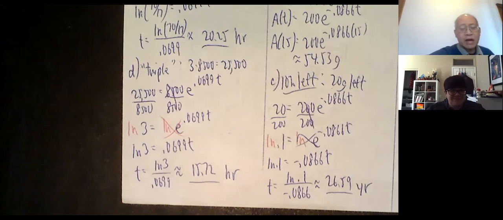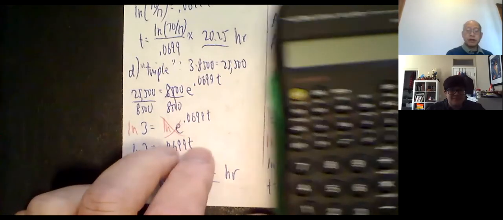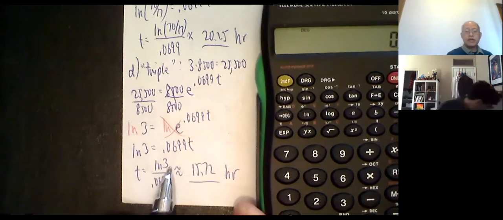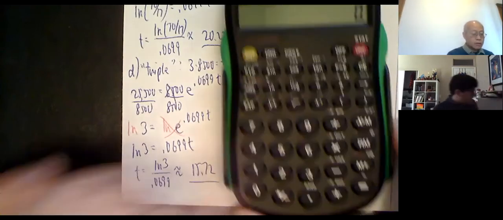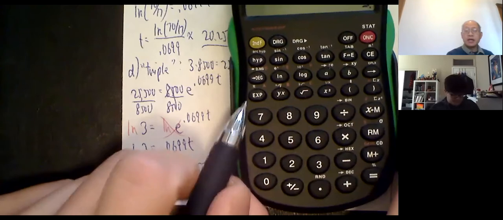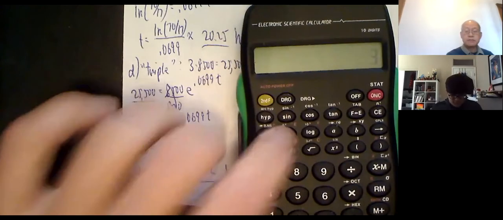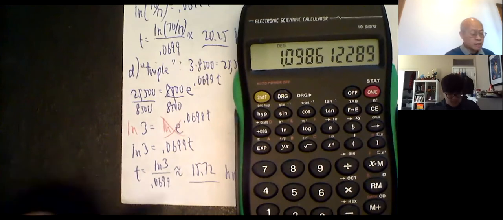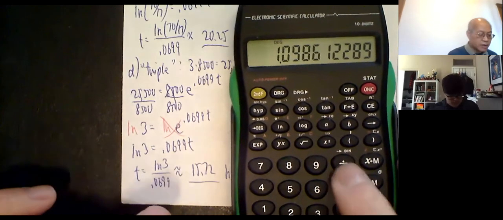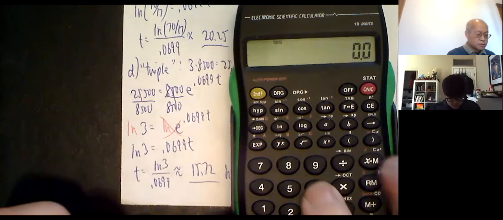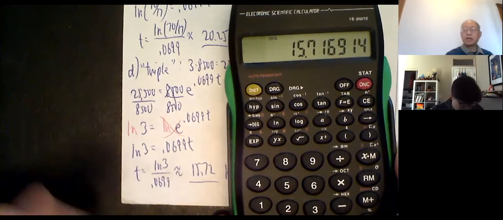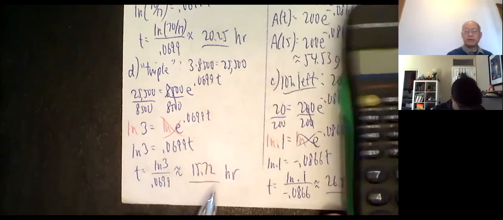For those of you with a backward calculator, the regular scientific calculator, you'd have to do 3 ln backwards. So hit 3 and then ln, which is over here. So there's 3 ln and then divided by whatever. What am I dividing by? 0.0699. So divided by 0.0699 equals, and there we are, 15.716, which I rounded up to 15.72.